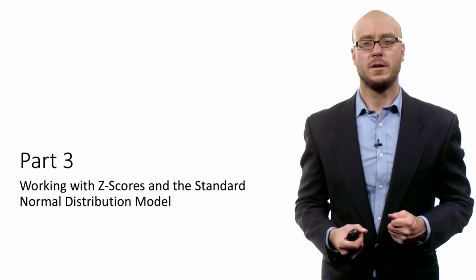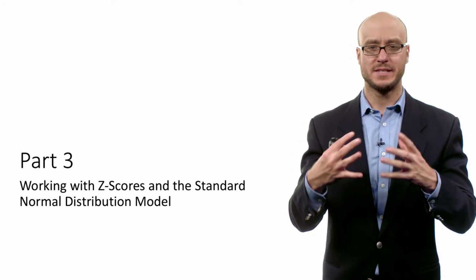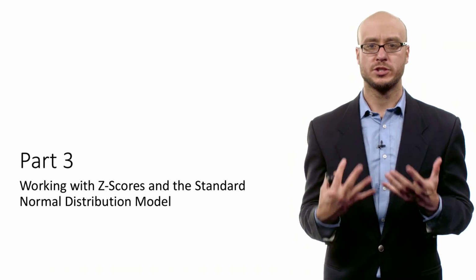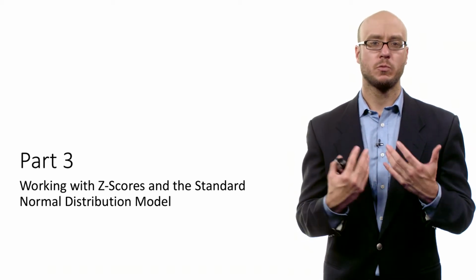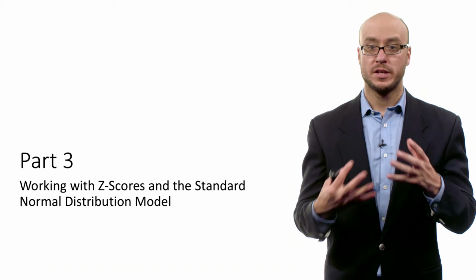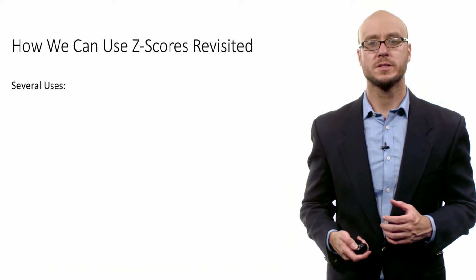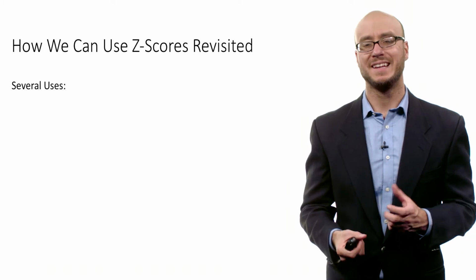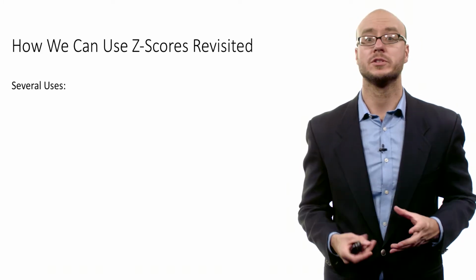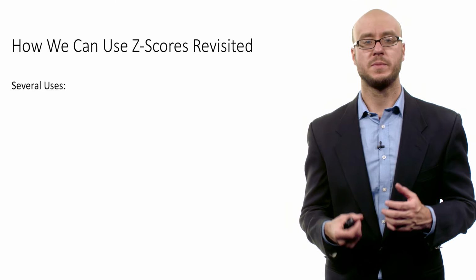For this part, we're going to talk about how we can use this idea of a normal distribution model as well as z-scores together to understand what's going on in the world around us. So we can use z-scores in the context of a standard normal distribution model in several respects.